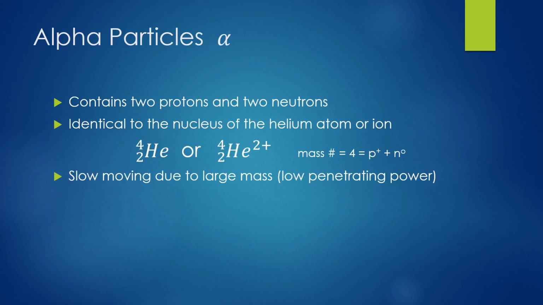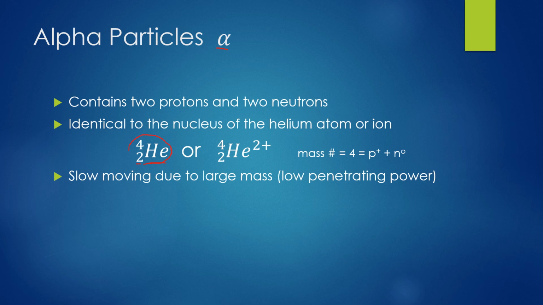So let's start with alpha particles. It's often represented by this symbol here. And what an alpha particle is, it contains 2 protons and 2 neutrons. Well, if it has 2 protons and 2 neutrons, that means its mass number must be 4, because when we calculate mass number, it's the protons and neutrons that we add together. So since it has a mass of 4, it's often represented with the symbol helium, because helium has 2 protons. So this is an alpha particle.